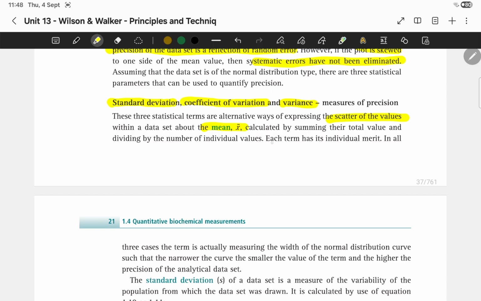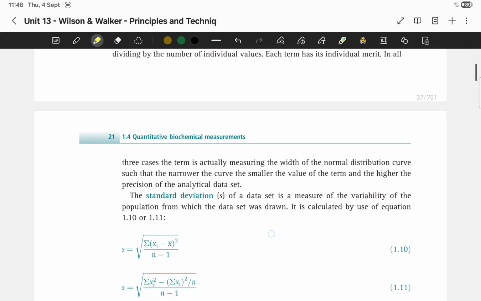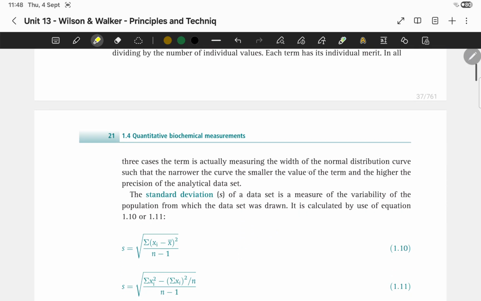These three statistical terms are alternative ways of expressing the scatter of the values within the data set about the mean, calculated by summing the total values and dividing by the number of individual values. Each term has its individual merit, and in all three cases the term is actually measuring the width of the normal distribution curve, such that the narrower the curve, the smaller the value of the term and the higher the precision of the analytical set.